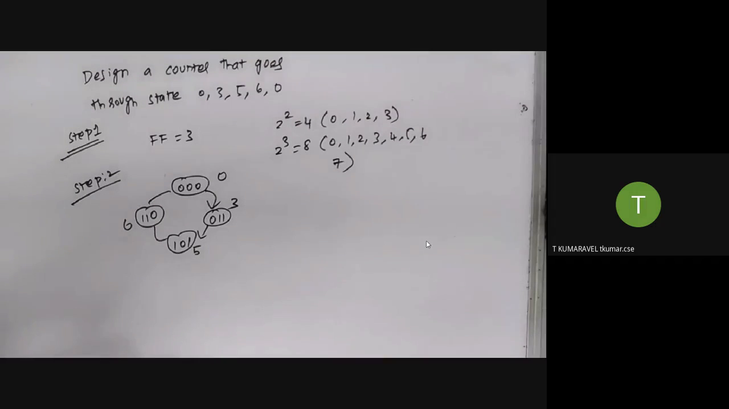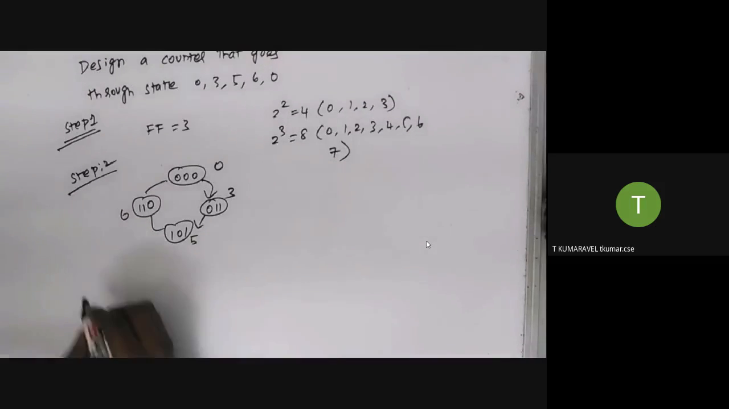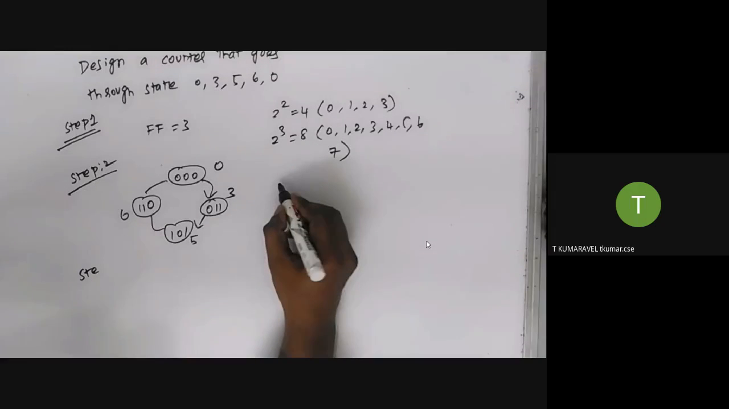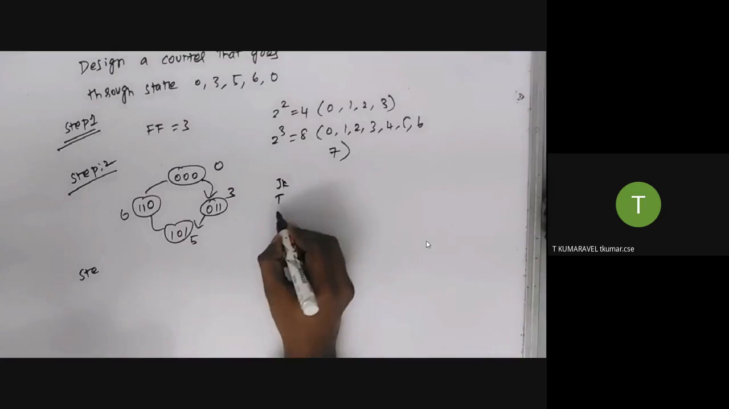How am I going to implement this concept? You can use any one of the flip-flops. In the real world, different types of flip-flops are available: JK, data flip-flop, toggle flip-flop.